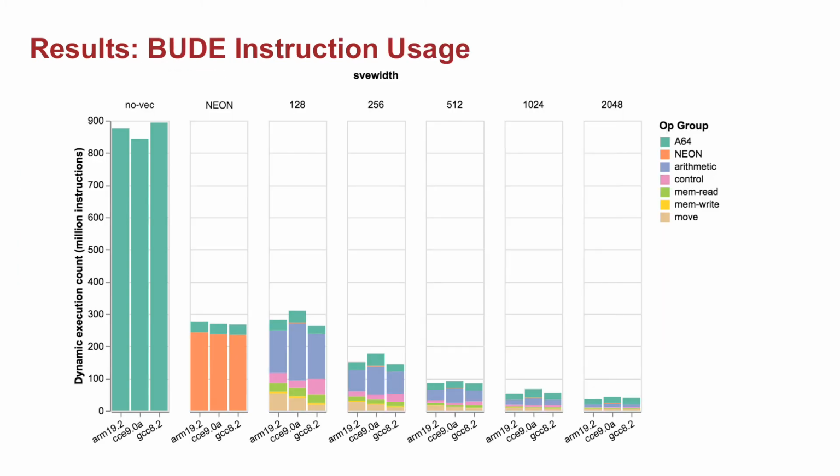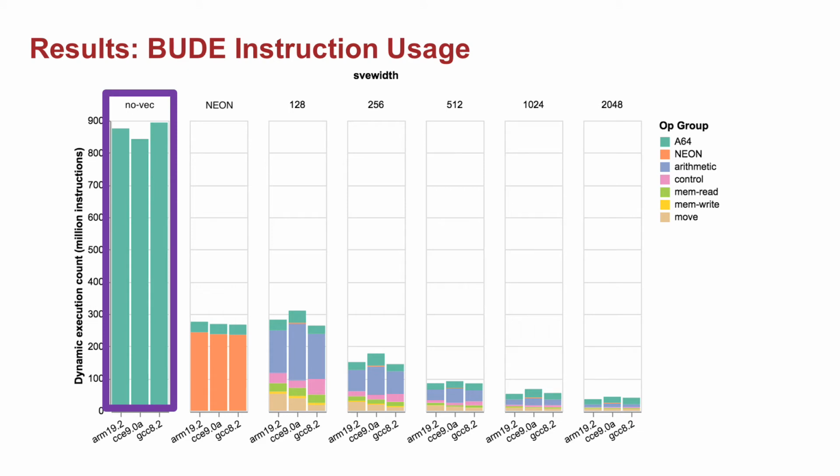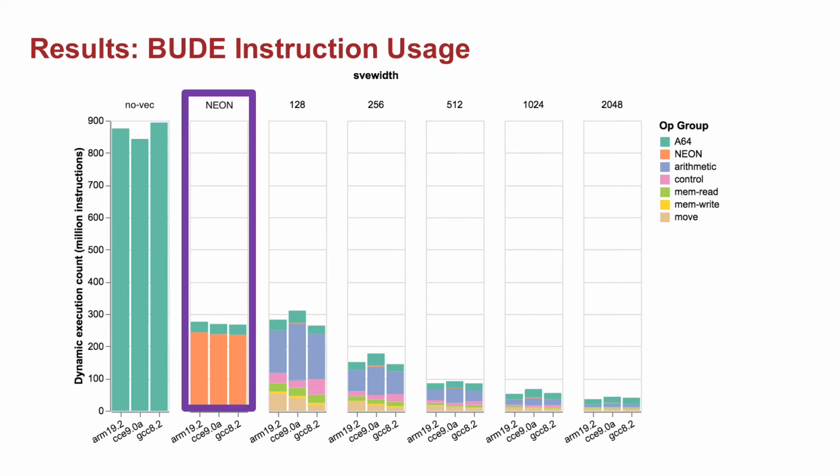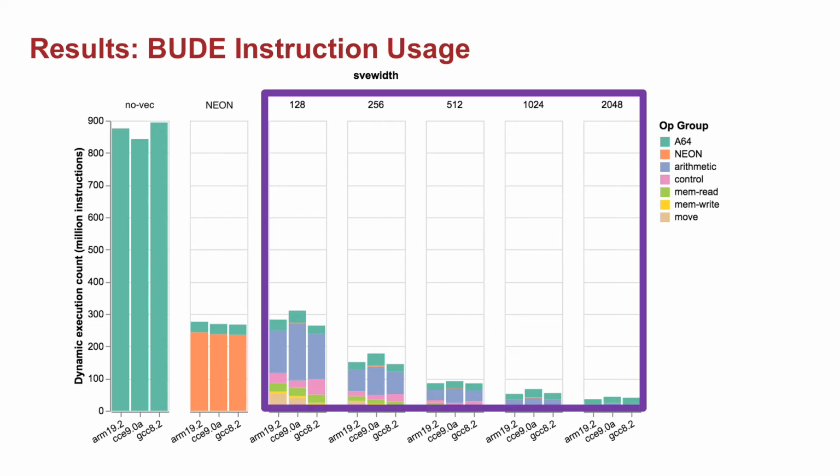We then took each application and looked at the dynamic count of instructions executed using custom instrumentation through the ARM instruction emulator. This graph shows the instruction usage data for BUDE, the molecular dynamics mini-app. The leftmost cluster shows the data for a run in which vectorization is explicitly disabled. The next one shows data for a Neon target, such as the ThunderX2, and the remaining clusters each correspond to a selected SVE vector width, which can be given as a parameter to the emulator.